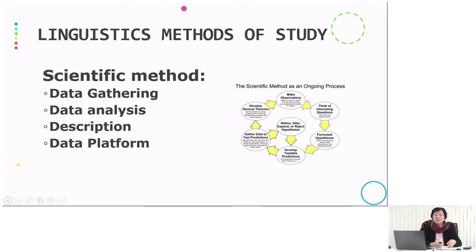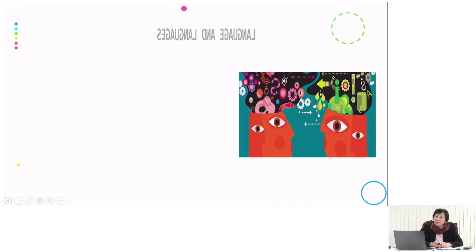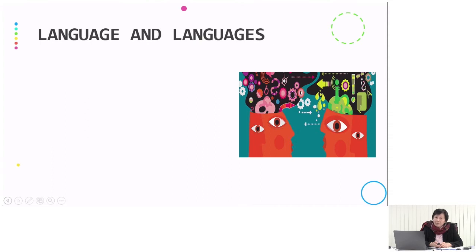Okay, so this is the way that we are going to apply the method of study to linguistics, and you end up with a language platform or languages platform. One thing that I would like to confirm here is that when we talk about a language, what does it mean, a language? What do you use it for? Is it very important?